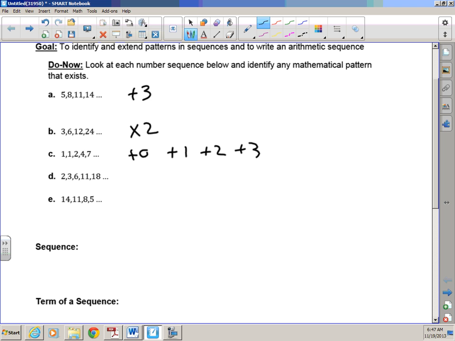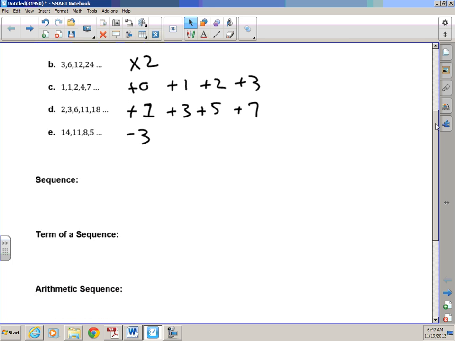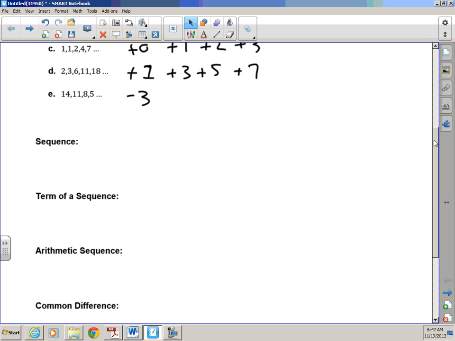In the next one, we're adding the odd number that falls into that place. And in the last one, we're subtracting 3 from each number. So those are various patterns. And what we like to work with today is what's called an arithmetic sequence, which is a particular type of pattern where we can then figure out numbers farther out in the sequence very easily.